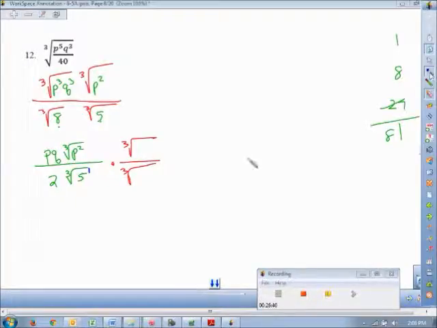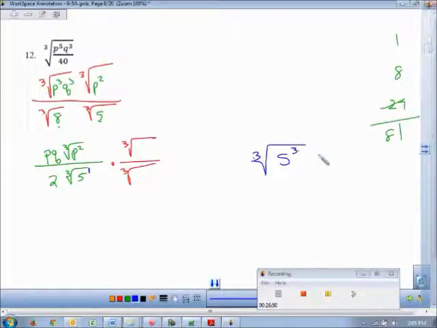Here's what I want it to turn out to be. I would really like it to turn out to be this. Because what does that cube in here and this cube root do to each other? Don't they cancel each other out? This is a 5 to the first power. 5 to the first times 5 to the blank equals 5 to the third. That's what I'm trying to figure out. What do I really need to put in this blank to make that a true statement? 5 to the second. Isn't 5 to the first times 5 to the second 5 to the third? So what I need to put underneath here is a 5 to the second.